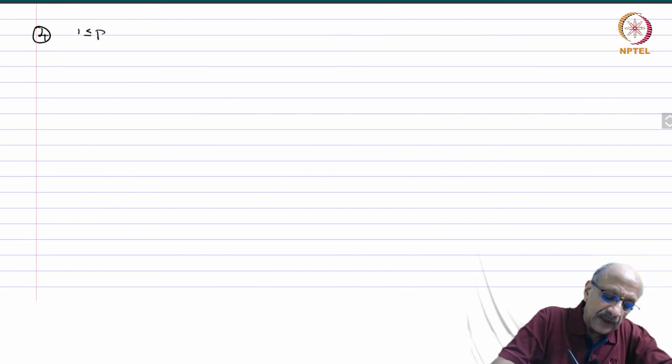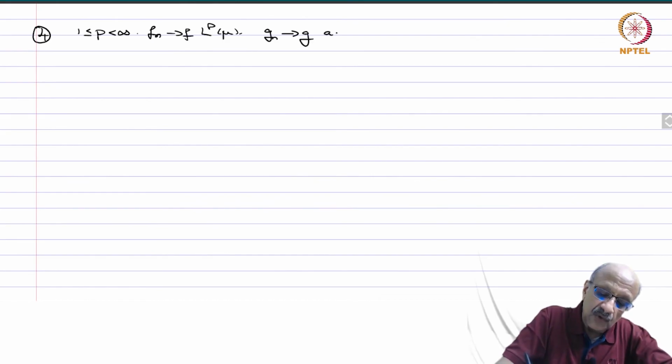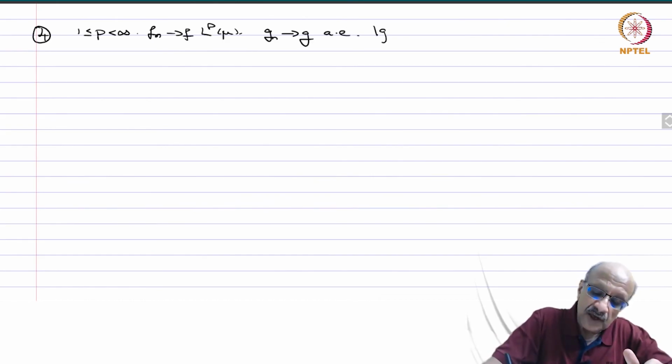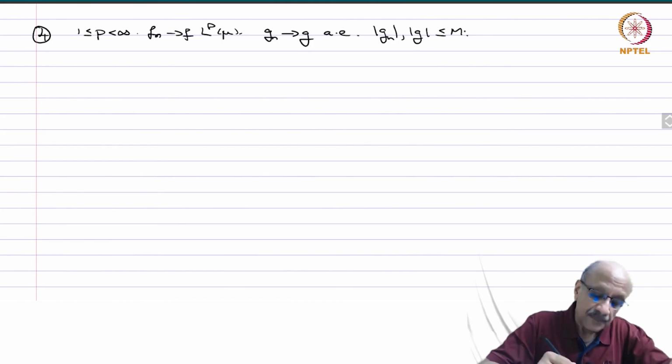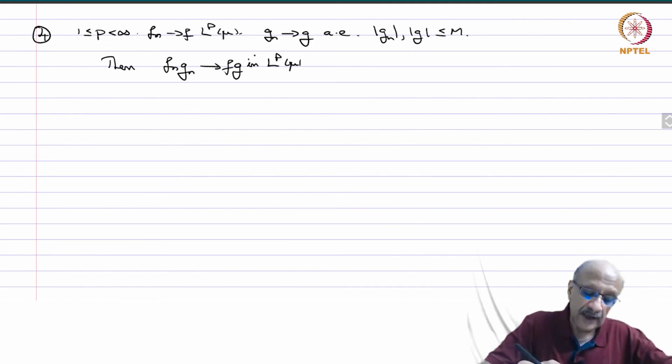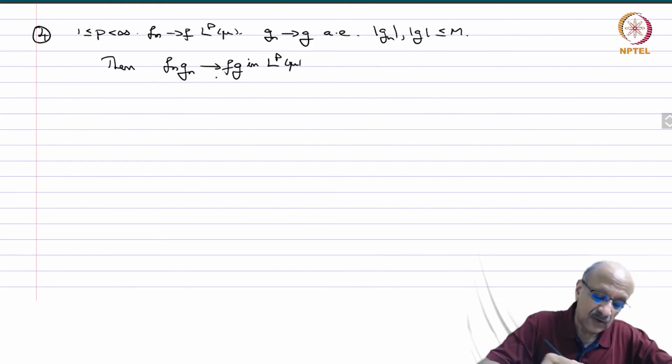Four. Let 1 less than or equal to p less than infinity, fn goes to f in LP mu, and gn goes to g almost everywhere, and mod gn, mod g are all bounded by a fixed constant. Then fn gn goes to fg in LP. Again, these kind of theorems are very useful because we want to know the convergence of integrals. That is the key thing in all this.